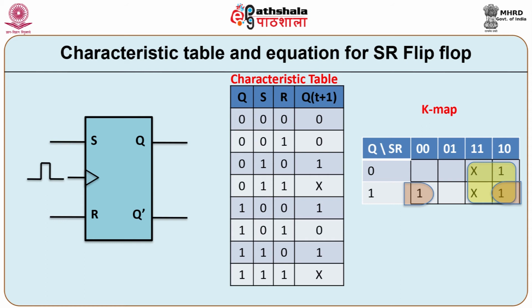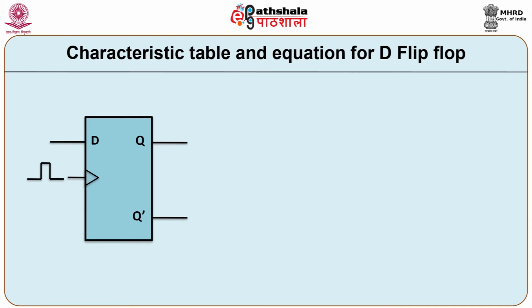Let us group the cells as marked in yellow for visual simplification. The first and last rows help us to form a pair. The quad eliminates 2 variables and provides the term S. The pair eliminates the S and provides the term R bar Q. Thus, the characteristics equation for the SR flip flop is given as Q(t+1) is equal to S plus R bar Q.